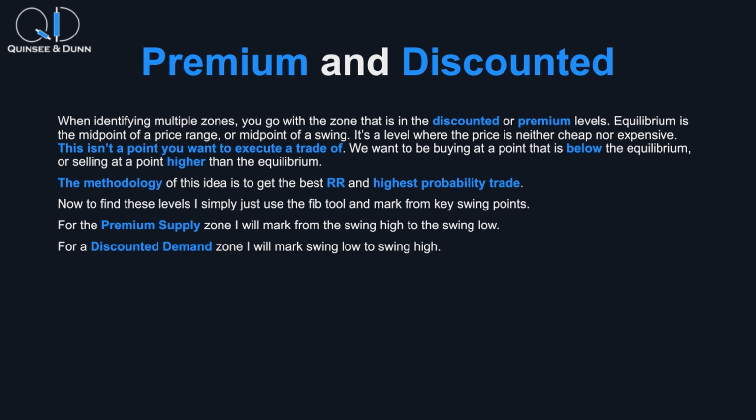Now, the methodology of this idea is to get the best risk to reward and the highest probability trade. To find these levels, I simply use the fib tool and mark from my swing points. So for the premium supply zone, I'll mark from the swing high to the swing low. And for a discounted demand zone, I'll mark from the swing low to the swing high.